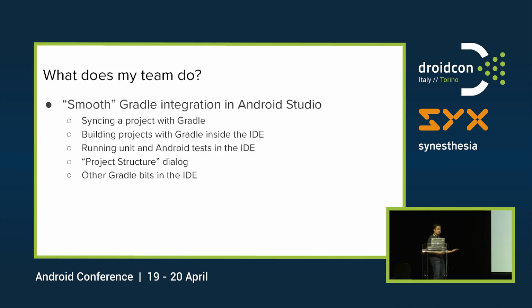Also, we build projects with Gradle from the IDE by just clicking a button. We run unit tests and Android tests from the IDE. You just have to right-click a class or a package and say run tests, and the IDE will take care of running the test for you. You don't have to deal with the command line at all. The project structure dialog is a very special part that we're working on, and we're going to cover that in more detail. And we also have other bits of Gradle in the IDE that are very small and we're not going to cover in this talk.